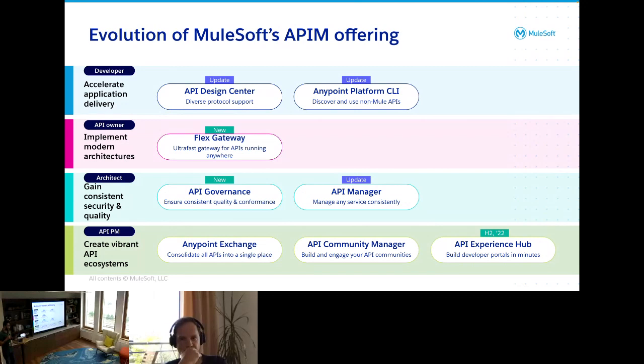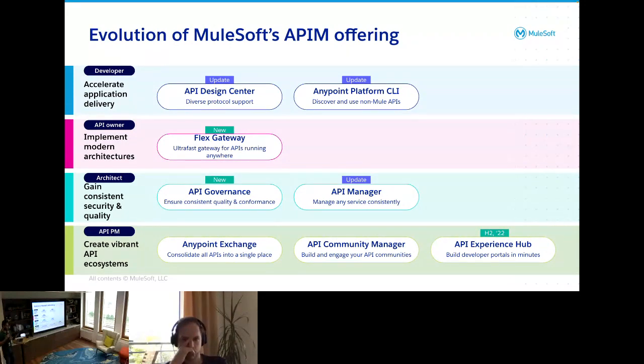In order to ensure governance and security, we have API Governance, where you define different governance profiles. You have API Manager, where you can apply different policies and SLAs, and generate alerts in terms of API management. Then finally, when we want to provide a good connected experience, we have Anypoint Exchange, which provides a catalog of the APIs for your enterprise.